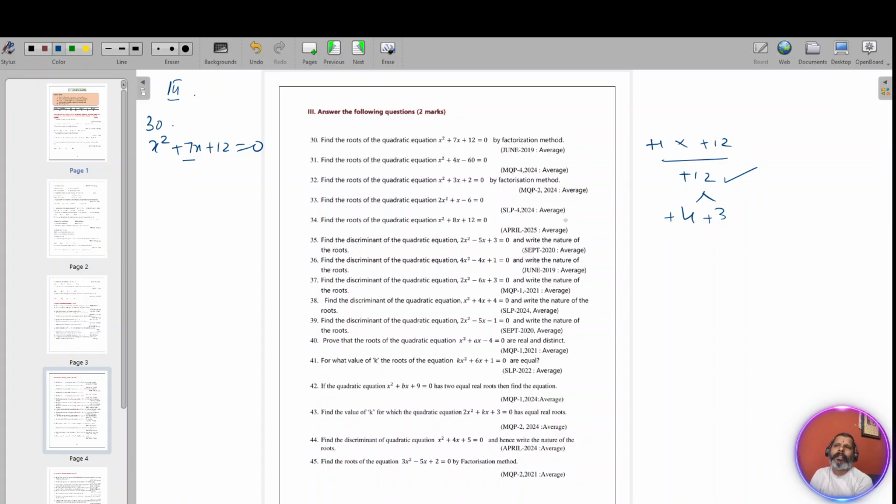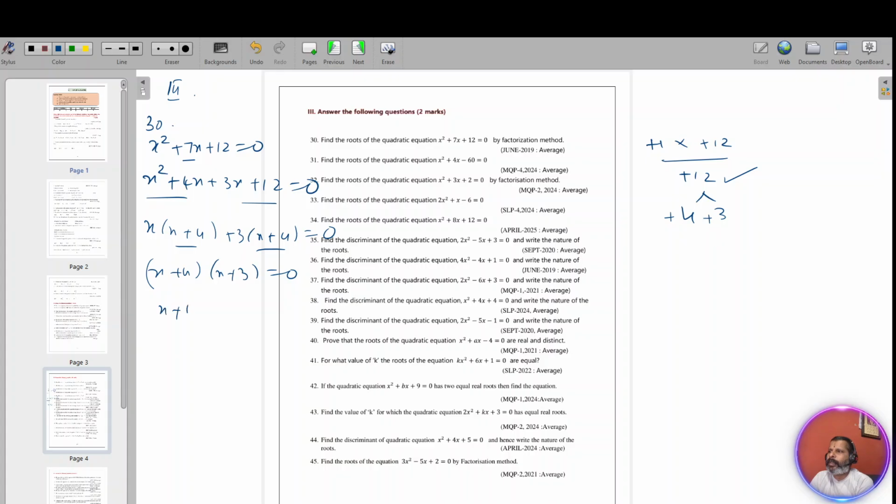Now you split plus 7 as the factors we found and simplify. x square plus 4x plus 3x plus 12 equal to 0, means instead of plus 7x we have to write the factors plus 4x and plus 3x. Then we take the common in first two terms and next two terms. We get x of x plus 4 plus 3 of x plus 4 equal to 0. Make sure the terms in the bracket are same. Now they're same, right? So we take that as common. Now we get x plus 3 equal to 0.